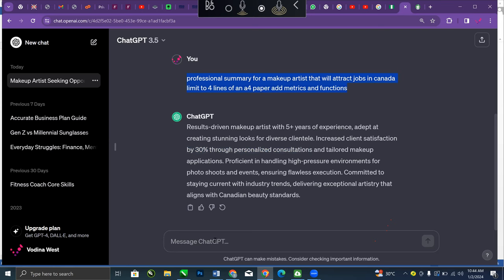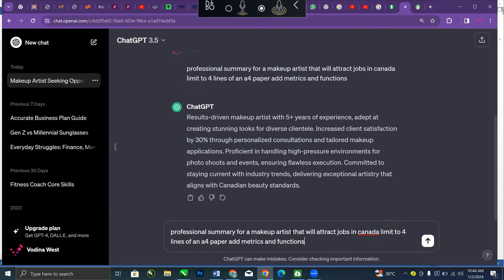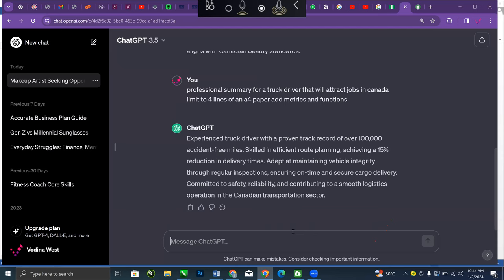So this professional summary works, yes, for everybody. If I put professional summary for a caregiver or for a truck driver, you will be surprised. It's not only caregivers. Which kind of professional summary does a truck driver get? You will be shocked. Experienced truck driver with a proven track record of over 100,000 accident-free miles. What? Check that out. It will pop. Skilled in efficient route planning, achieving a 15% reduction in delivery times. Are you seeing that? So whatever your skill is, you've got a professional summary.